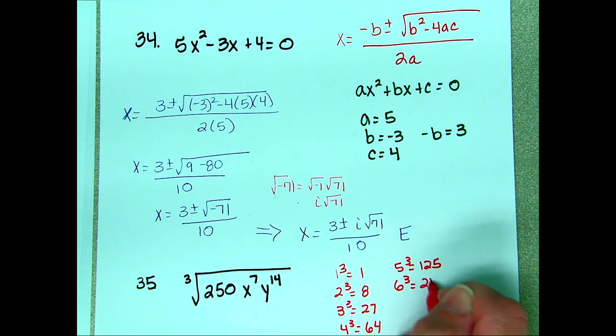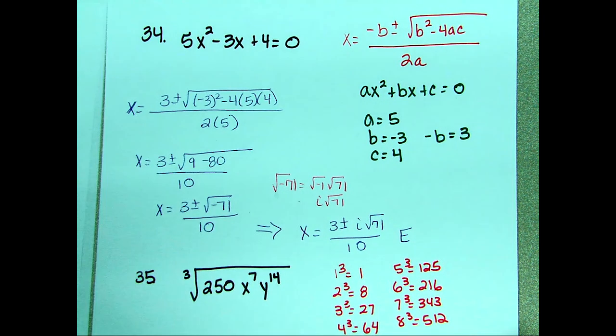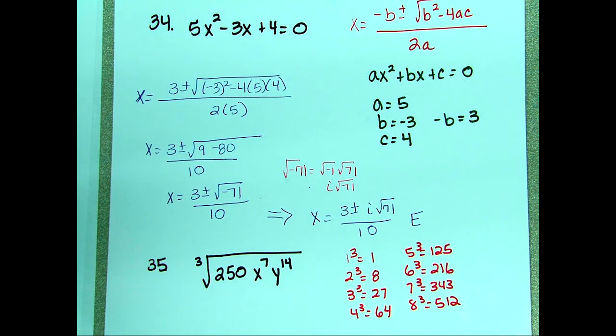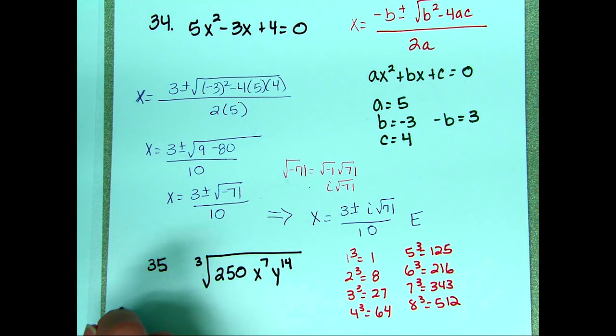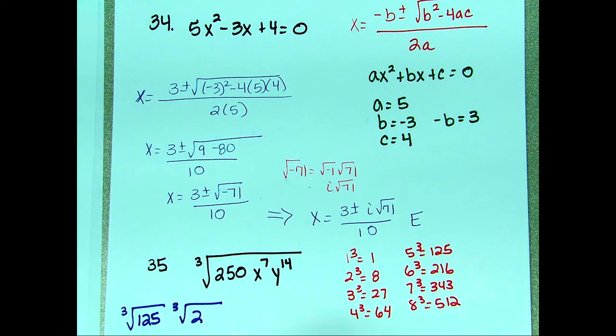Looking at 250, we notice that 250 is not a perfect cube. However, 125 is a perfect cube, and it's also a factor of 250. So let's break up the 250. Say the cube root of 250 is the cube root of 125 times 2. So the cube root of 125 times the cube root of 2 is going to give us the 250. Cube root of x to the 7th. Well, 7 is not divisible by 3 evenly, but we know the cube root of x to the 6th and the cube root of x.